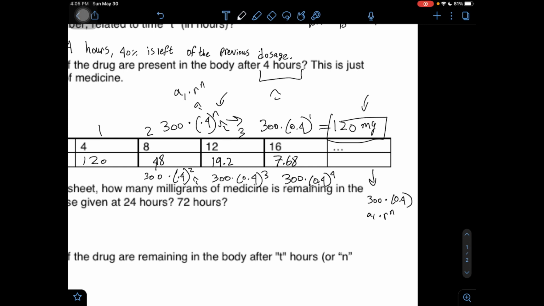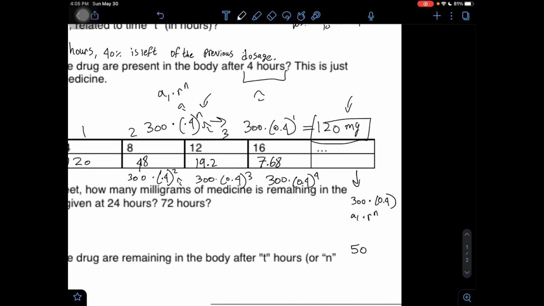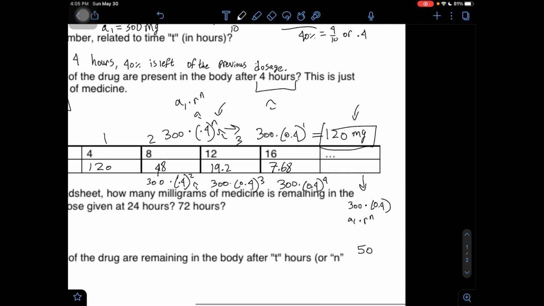Now if we have our N, let's say they give us 50 hours. 50 hours is not a multiple of 4, meaning that we don't know the exact amount of intervals we have, meaning we don't know our exact N value. So when we make this equation, we have to make it generic enough that if we're given any t value or time value, we can easily find how many intervals or what our n value is.